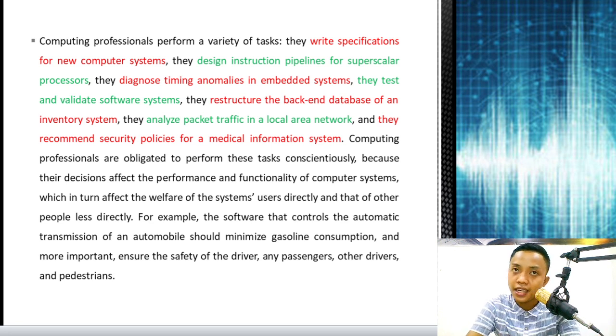We should not make any application, any other systems na makakaapekto sa kanilang buhay o gagawa ng masama o ikasasama ng kanilang buhay. Kaya nga po sa example dito sa baba, sinasabi dito na kung tayo as a developer, if we develop a system that yung sa mga automobile o sa mga sasakyan na magmi-minimize yan ng gasoline, mas lalo natin bibigyang pansin ang safety ng isang driver, ng passenger, and other drivers.